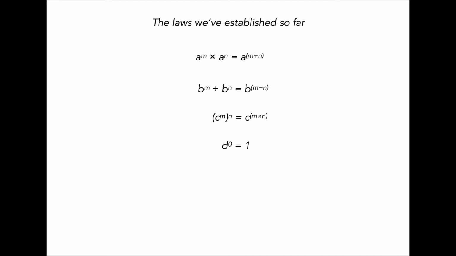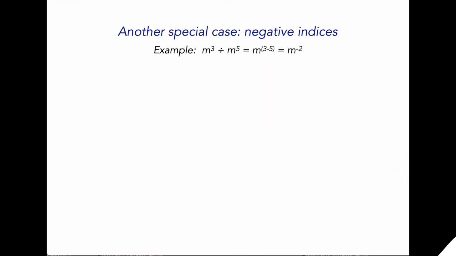I'm afraid that the next 2 laws are a little bit more complex, so you'll have to concentrate hard as I go through these and finish off our look at the laws of indices. So the next case we'll consider is negative indices. Now, how do we get a negative index? Well, look at this example.